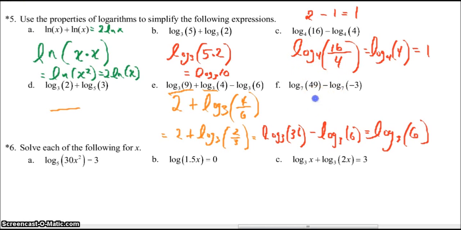Let's see, this one you can't do because you're taking a log of a negative. That won't work. By the way, I think this is probably number 6 and this is probably number 7.